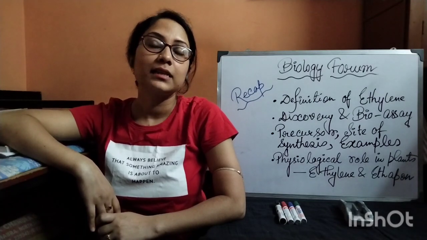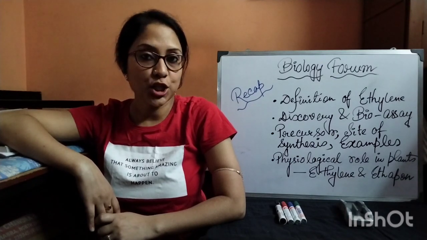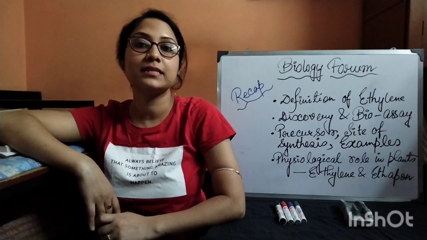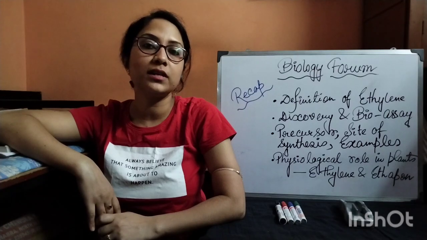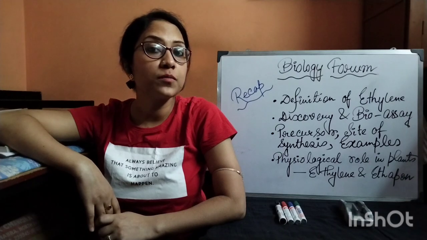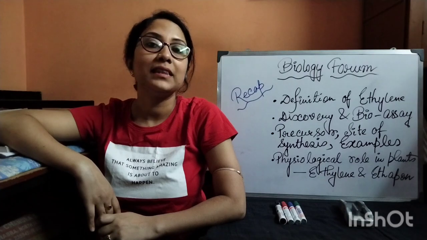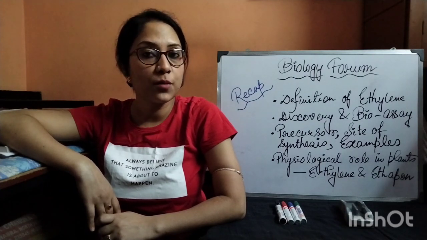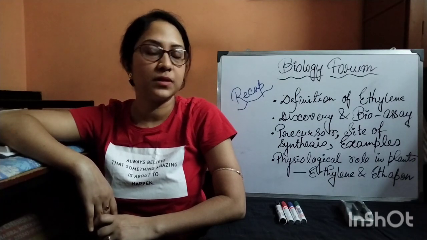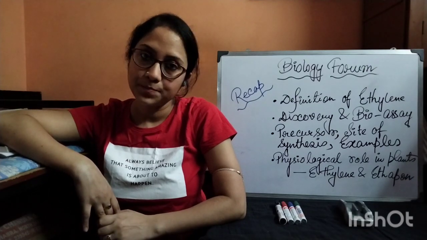Before starting today's class, let's quickly recall our previous class in which we studied the ethylene hormone: the definition, the discovery and bioassay, precursor molecule, its site of synthesis, various examples, and most importantly the physiological role of ethylene hormone. It is mainly present in two forms. The one is ethylene itself in the gaseous form, and the second one is in liquid form, which is named ethephon and vigorously used in agricultural purposes. So this is the concise recall of the previous class.